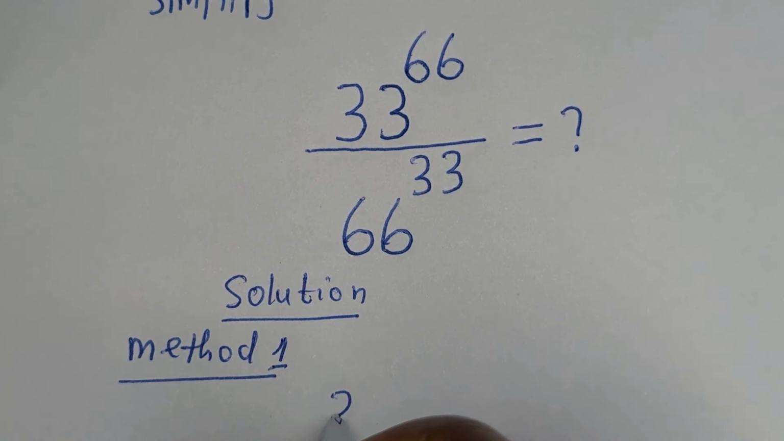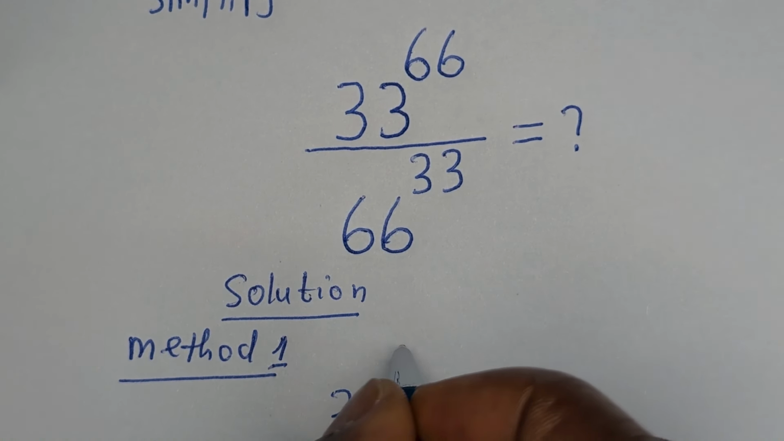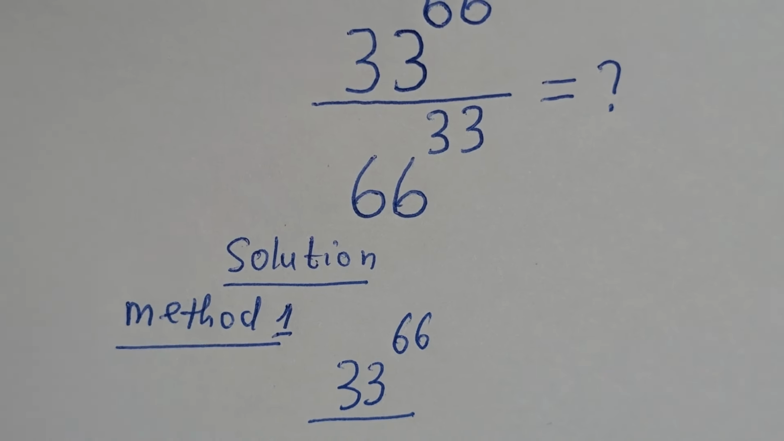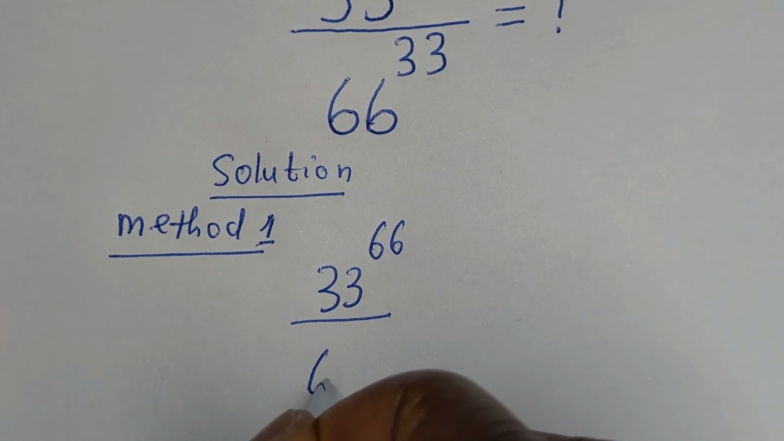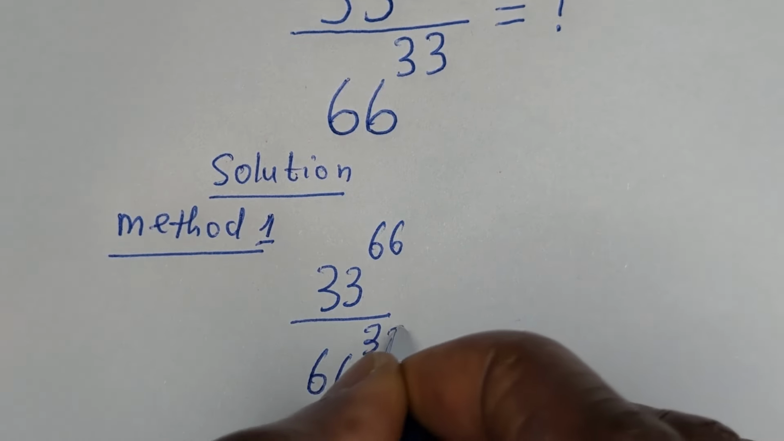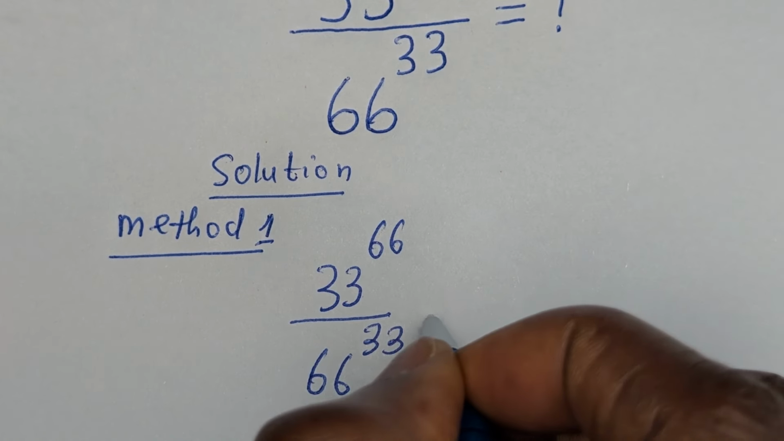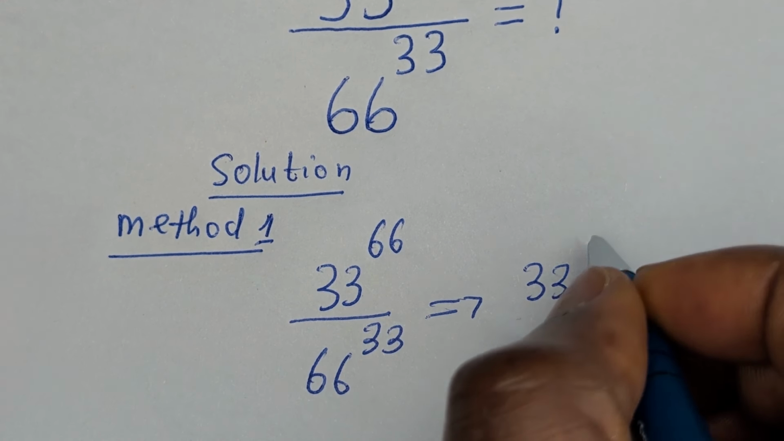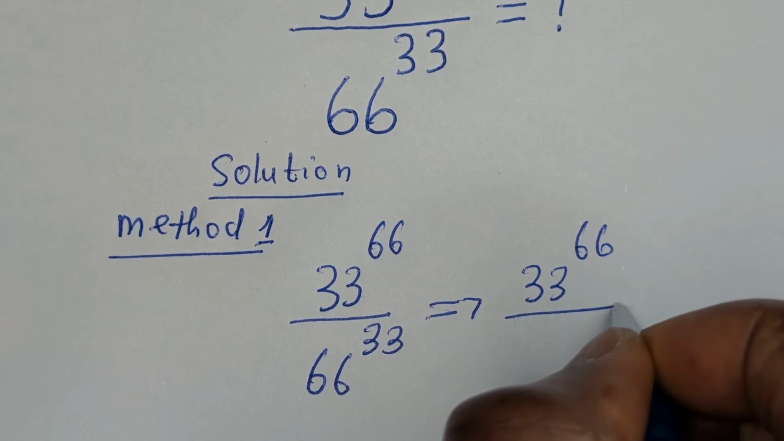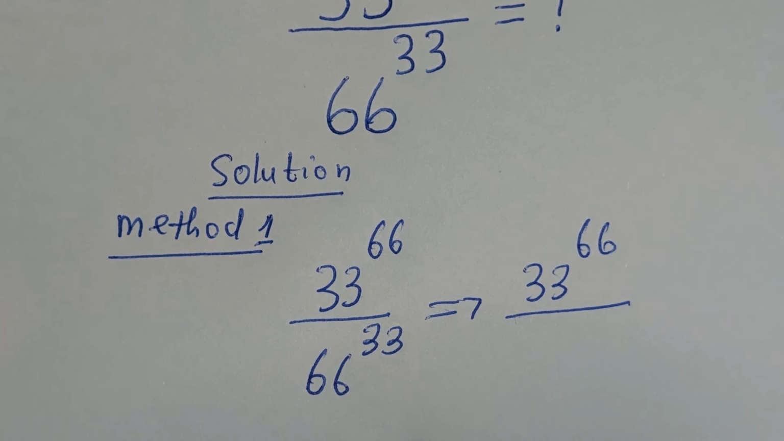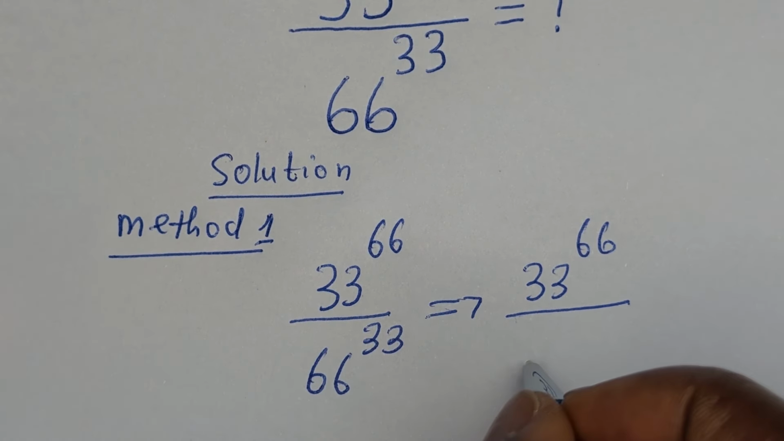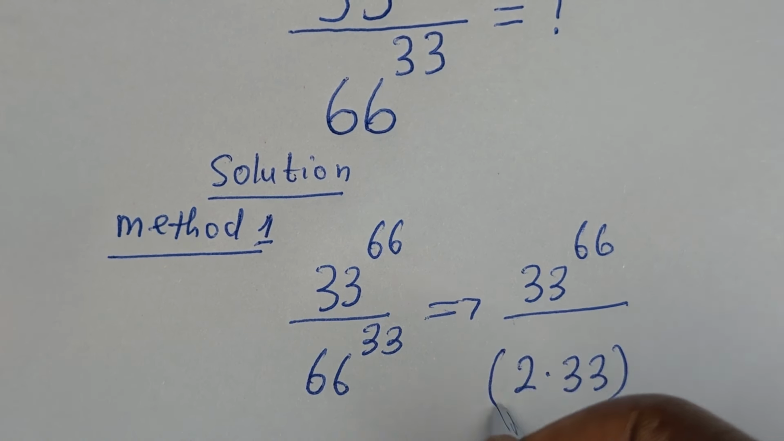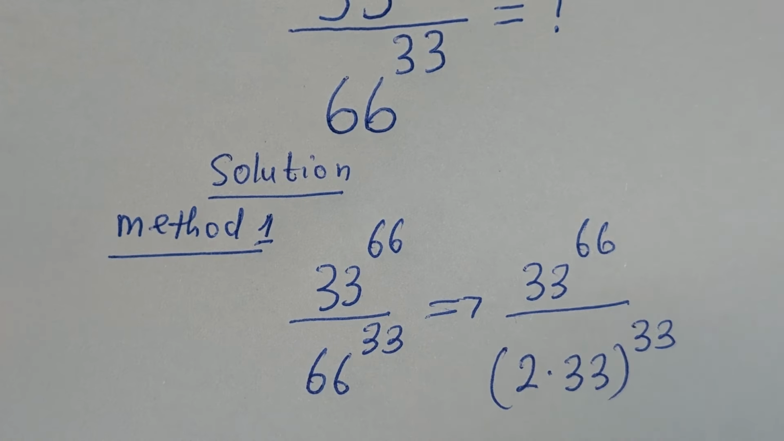Then we have 33 raised to power 66 divided by 66 raised to power 33. This can be written as 33 raised to power 66 divided by, 66 can be written as 2 multiplied by 33, all to the power of 33.